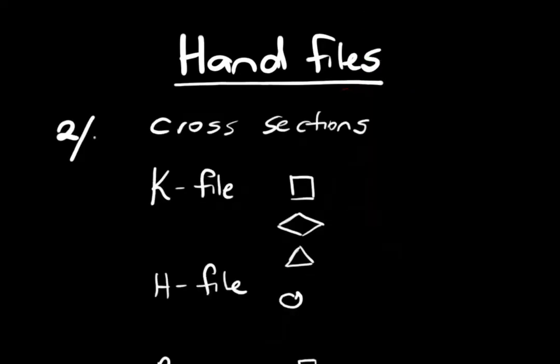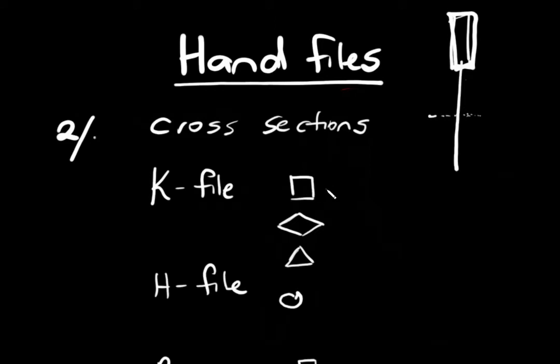Just take a look at the cross sections of each different type of file and what are the features and benefits of having a cross section like that. So here's the cross sections, and we'll just go over each one. What I mean by that is, here's the handle of the hand file, here's the file, the blades, and if we take a cross section literally through here, these are the cross sectional areas that we will see.